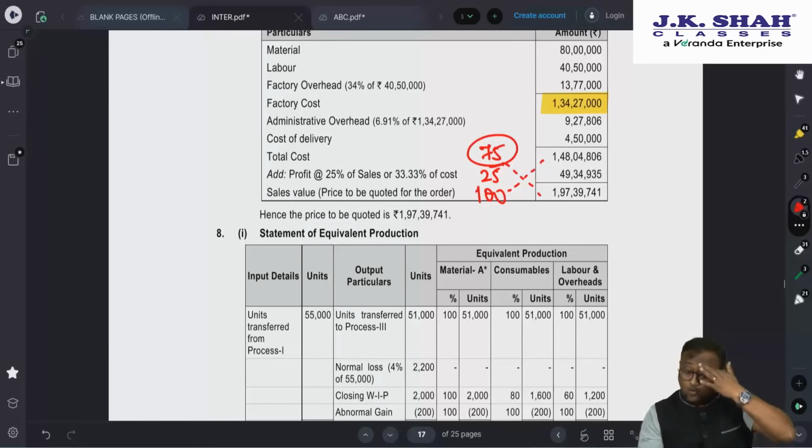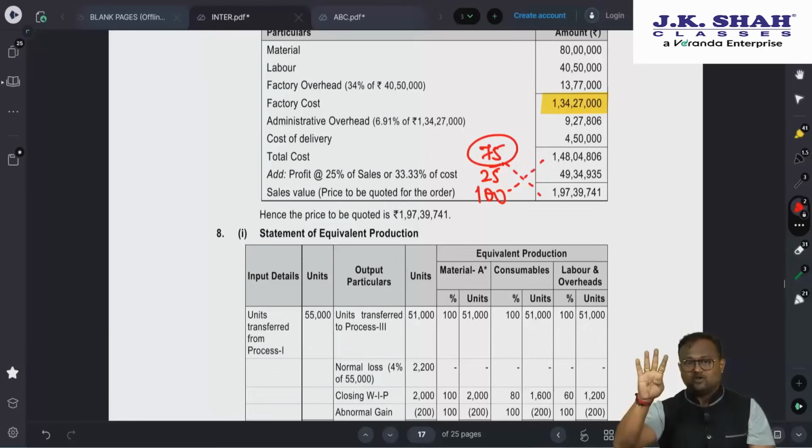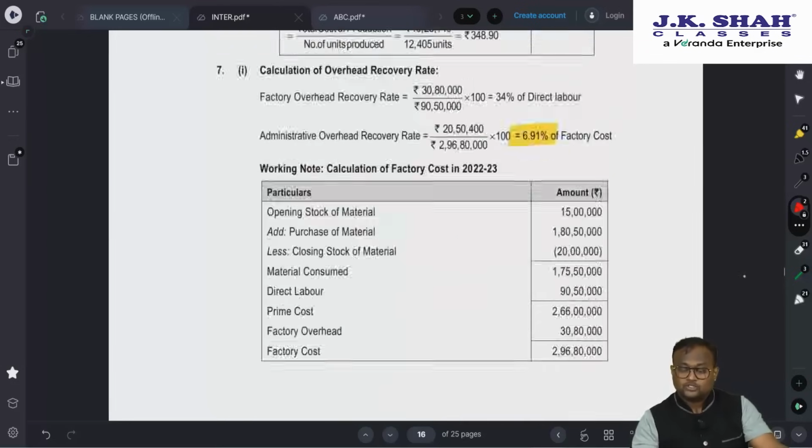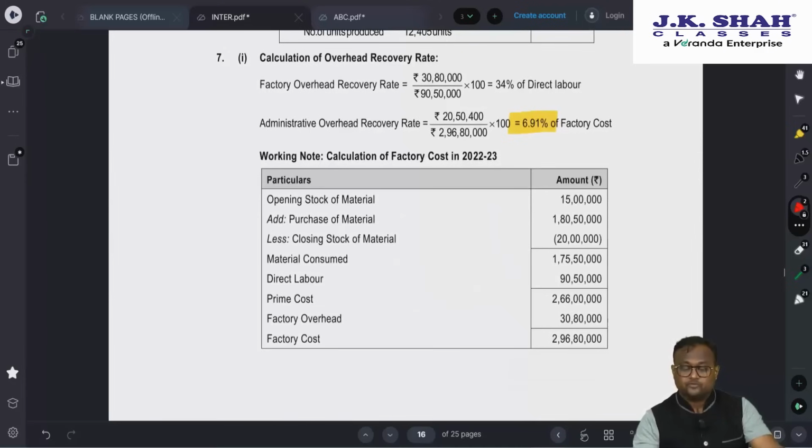Or you can say 1/4 on sales is 25 upon 100 on sales. So, 1/4 on sales. 25 by 100 is 1/4 on sales. Sales is 4, profit is 1. That means cost is 3. Cost is 3, 1/3 on cost can be applied. That's it. That was your simple calculation of cost sheet, but in the form of job costing.